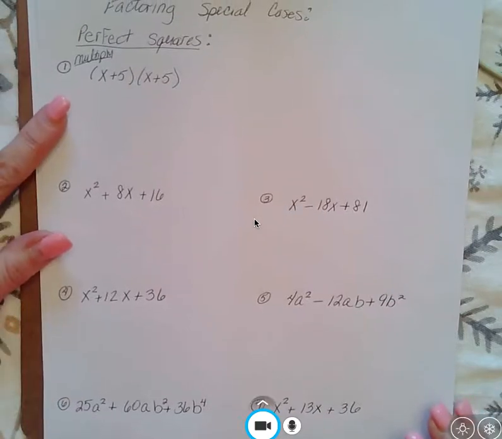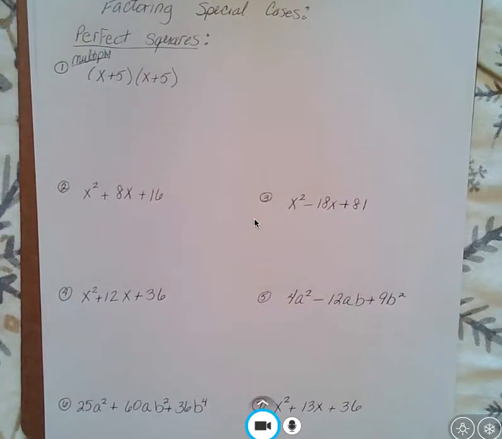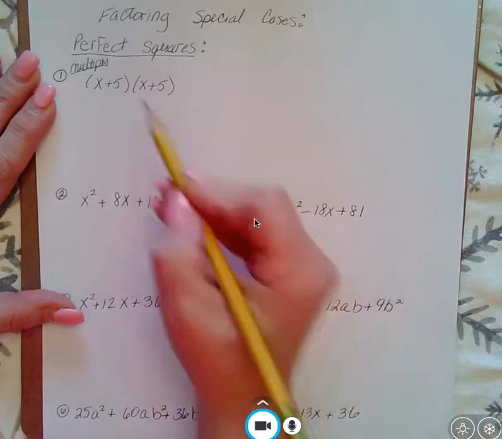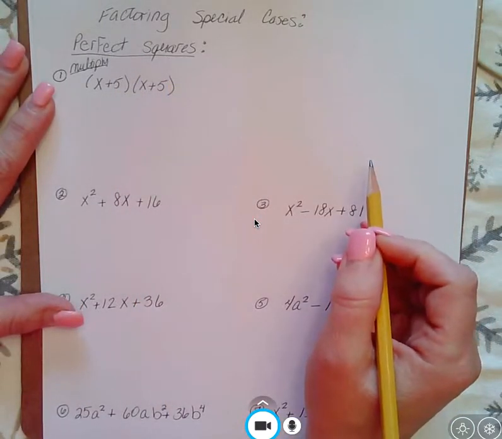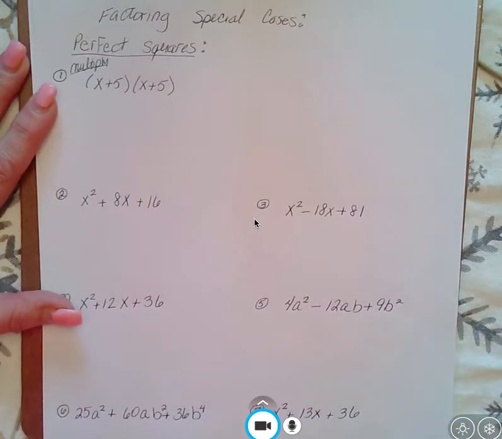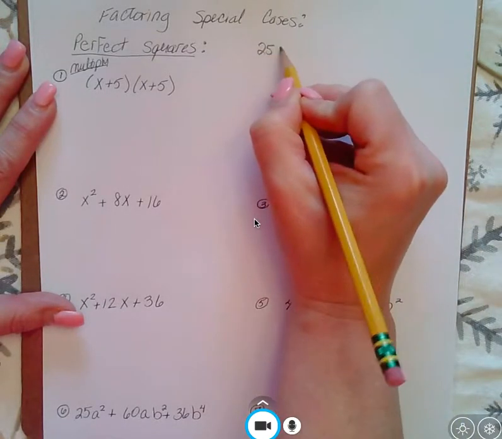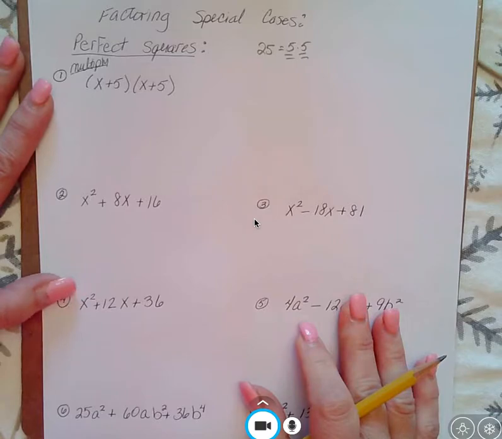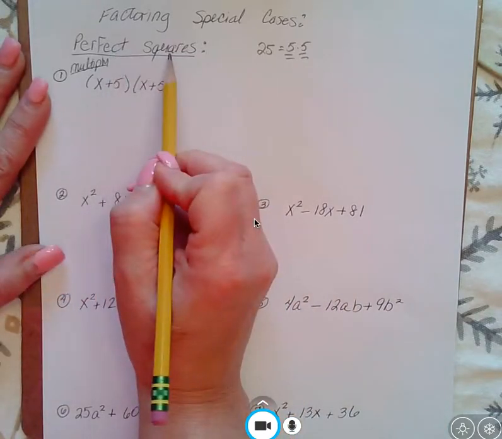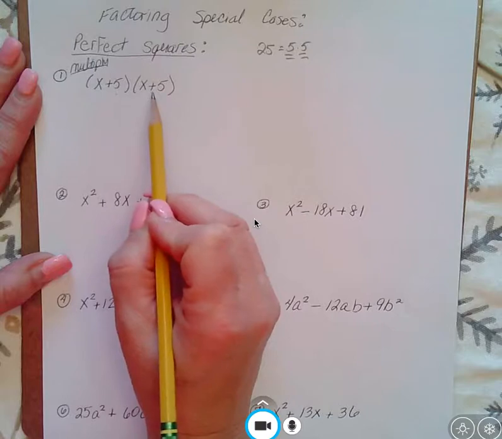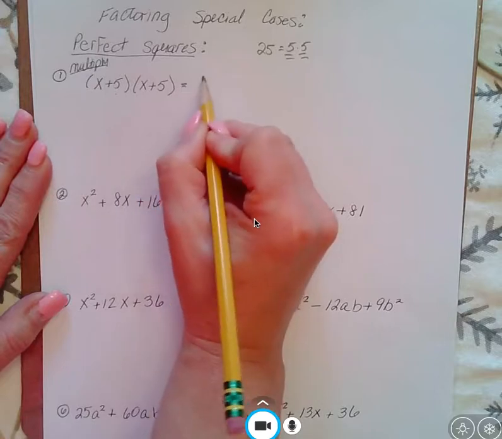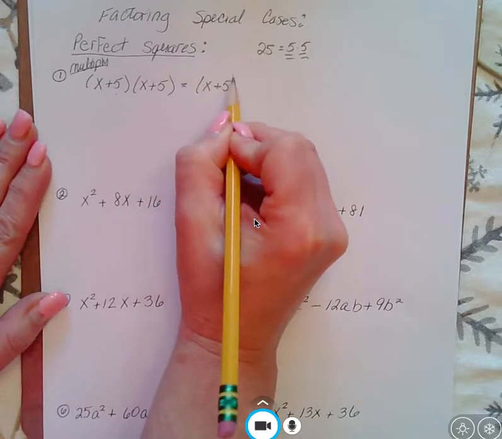Hi, now we're going to do some factoring of perfect squares. So this is another one of those special cases. We want to remember what a perfect square is. A perfect square is like the number 25. 25 is a perfect square because it is 5 times 5, and these are the same factor. So if we are factoring with perfect squares, that means we have two of the same factors. That means that something actually was a perfect square.